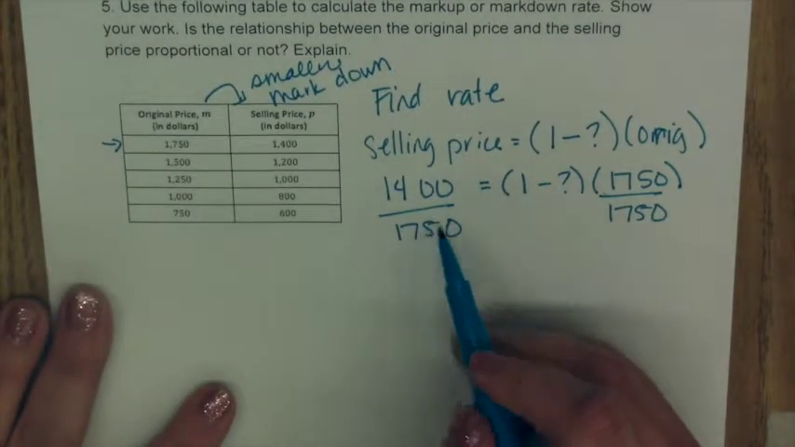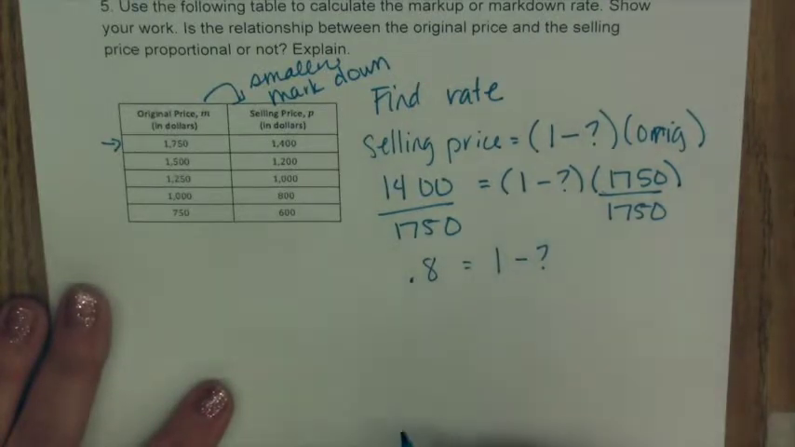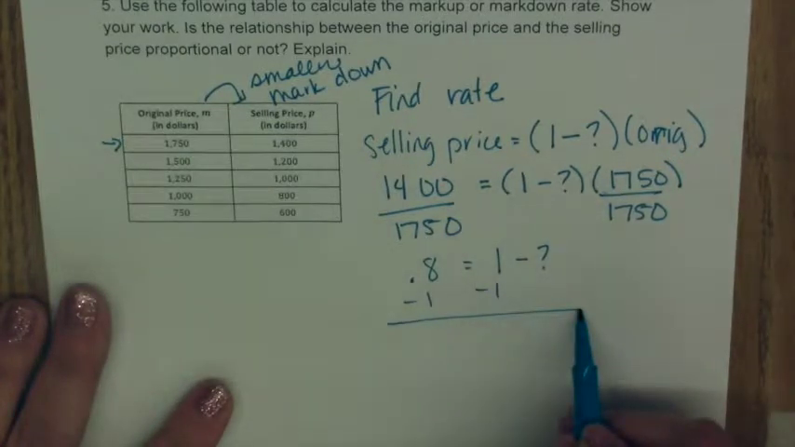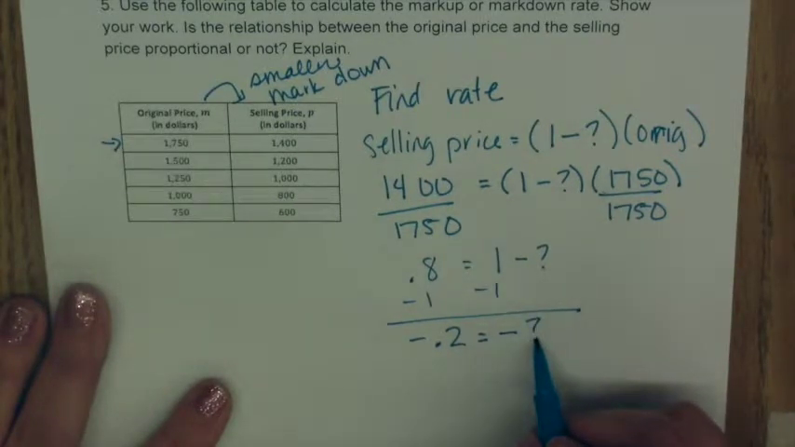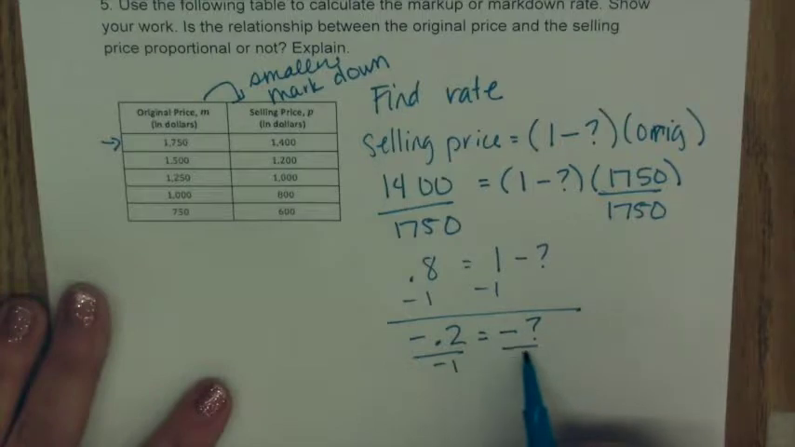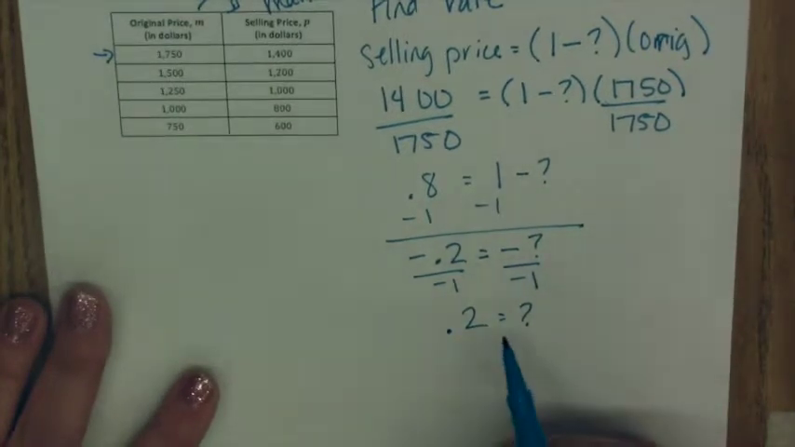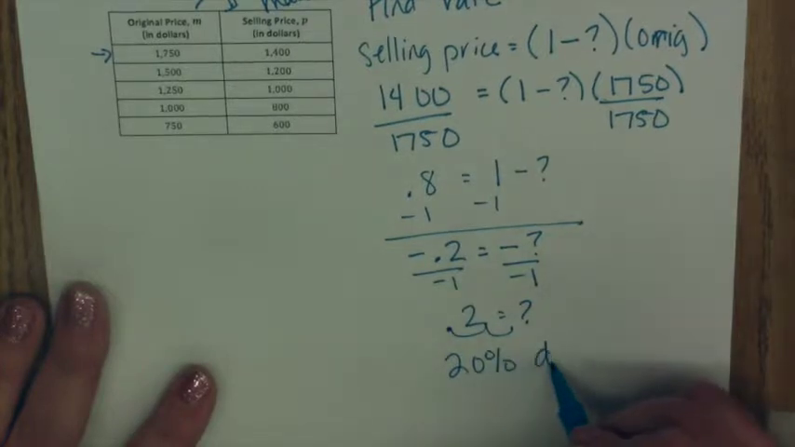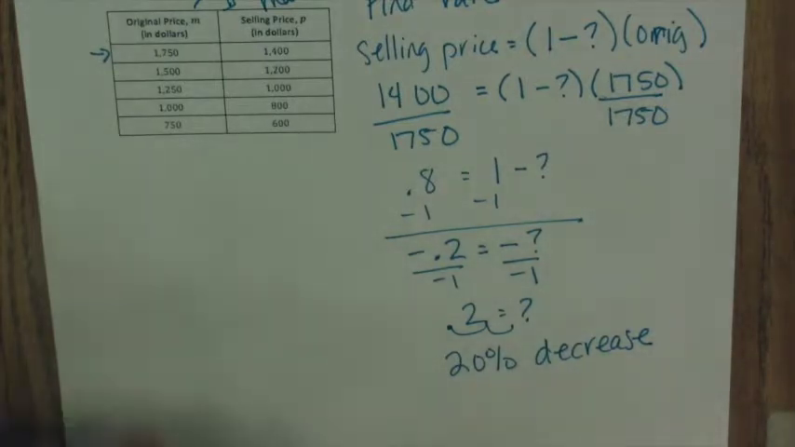All right, so when I use the calculator, I find that this is 0.8, and that is equal to 1 minus the amount that it's discounted by. So I'm going to subtract 1 from both sides. So I get a negative 0.2 is equal to a negative percentage of discount. And since these are both negatives, I can divide by a negative 1 to make them positive. So I get that 0.2 is equal to my decrease. Now I need to change this to a percent, so I multiply by 100, and it is a 20% decrease. Or you could say markdown.